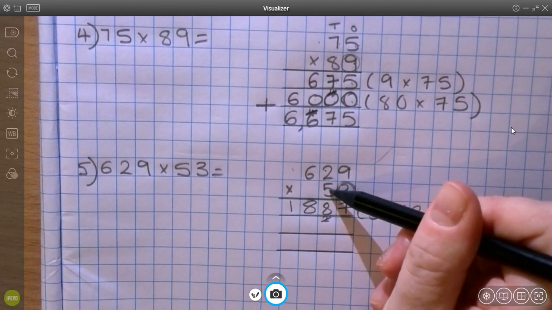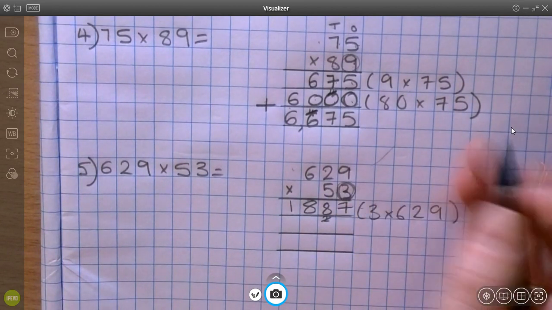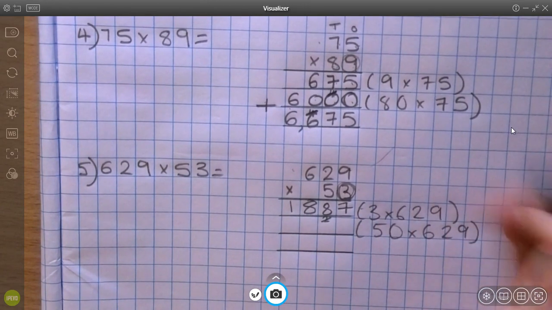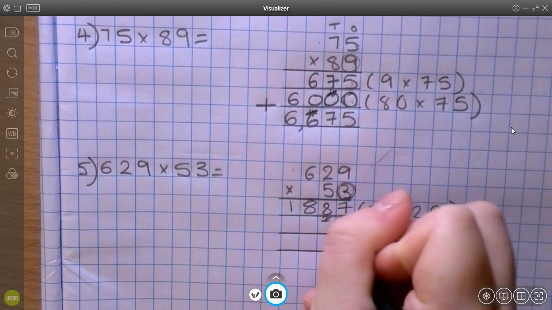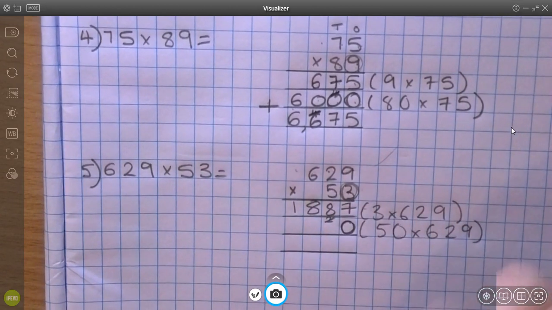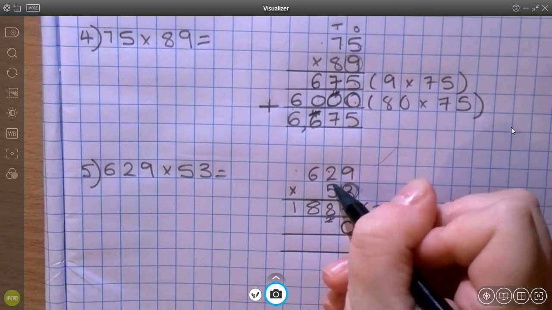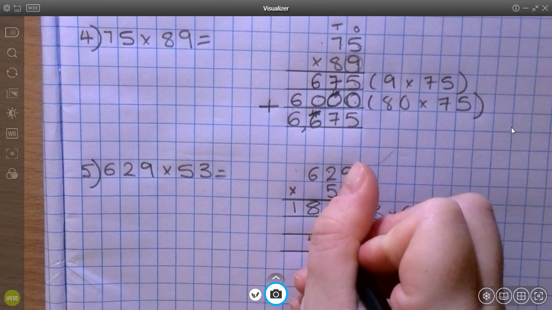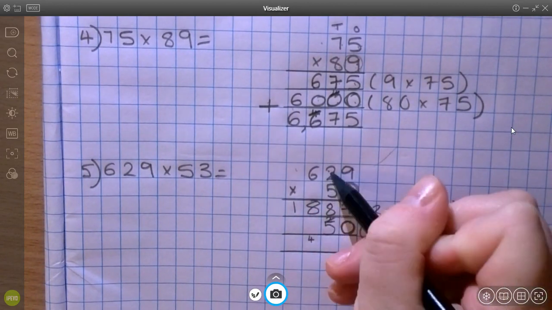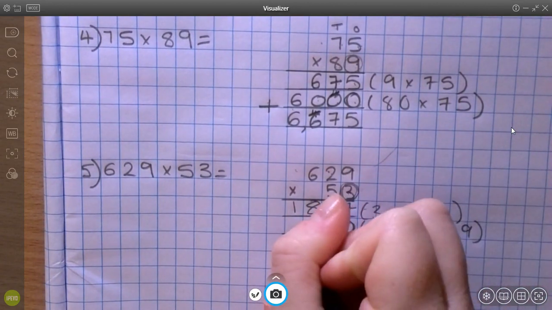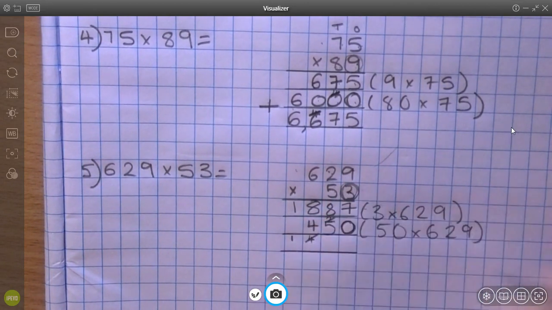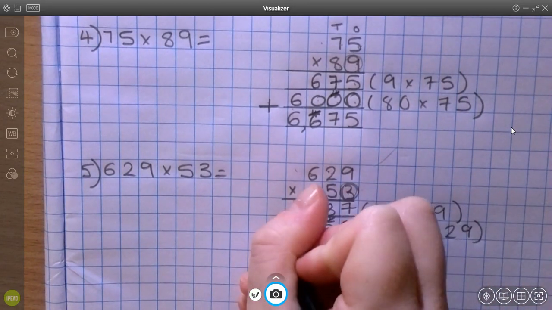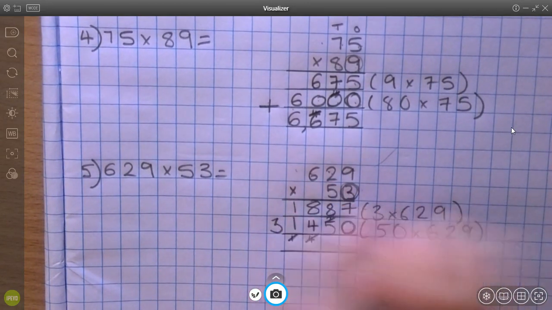I'm now moving to the tens column, so my 5 is actually worth 50, so I'm going to be working out 50 times 629, but I'm going to put in that placeholder of 0 straight away, so it's already 10 times bigger, and I can just treat this as 5 now. 5 times 9 is 45. Regroup the 4, put in the 5. 5 times 2 is 10, add the 4 is 14. Regroup the 10, put in the 4, cross out the 4. 5 times 6 is 30, add the 1 is 31. I'm going to put that straight in because I have no other numbers to multiply.